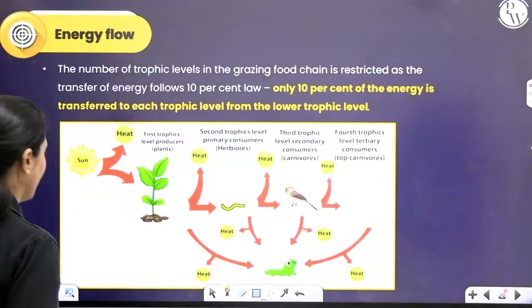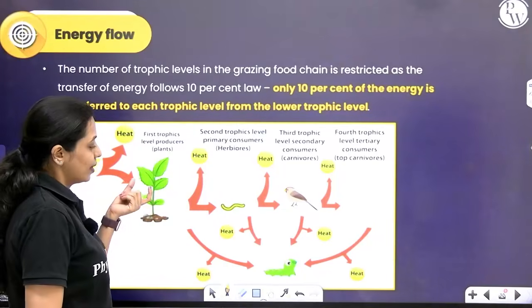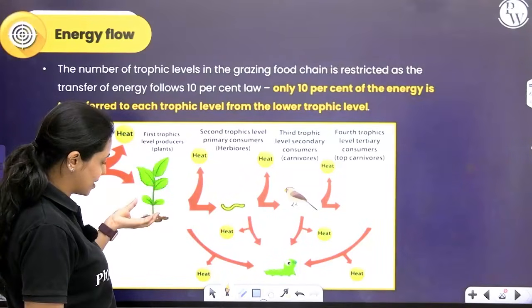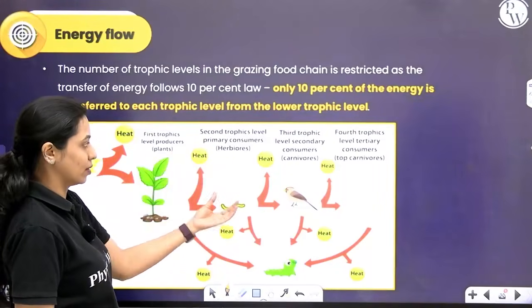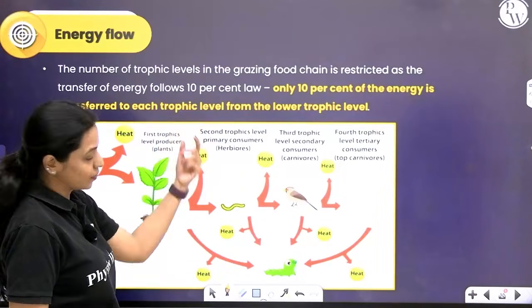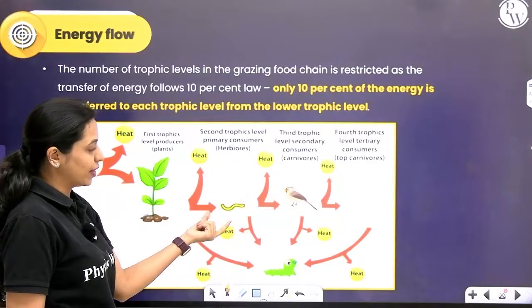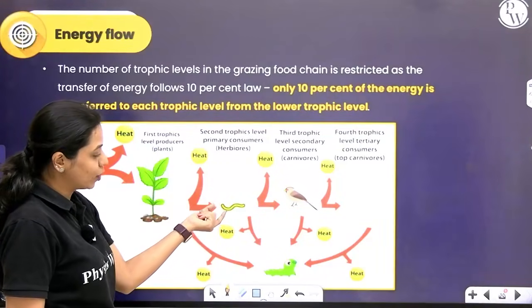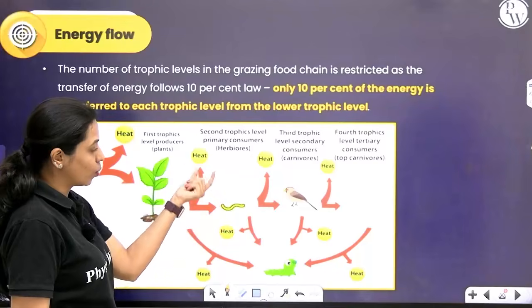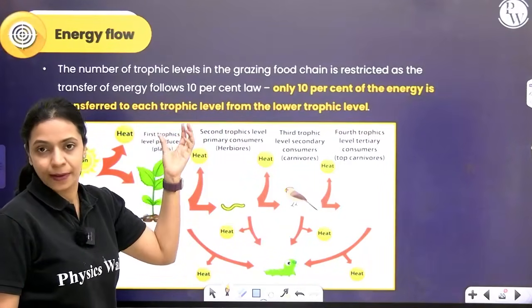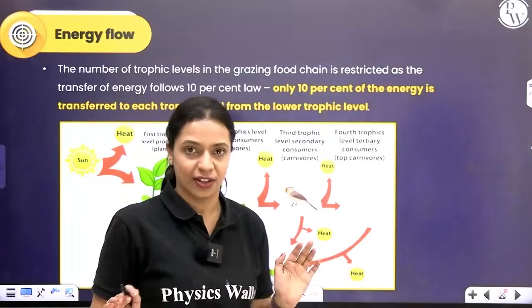For example, you have this plant. This plant is eaten by this worm. 10% of the energy present here only will get passed on here. Most of it is lost as heat. Then this has some amount of energy. This sparrow, this bird, feeds on this worm. Only 10% of energy that is present here will be transferred to the next trophic level. A lot of it is lost as heat. So this is called the 10% law of energy transfer.